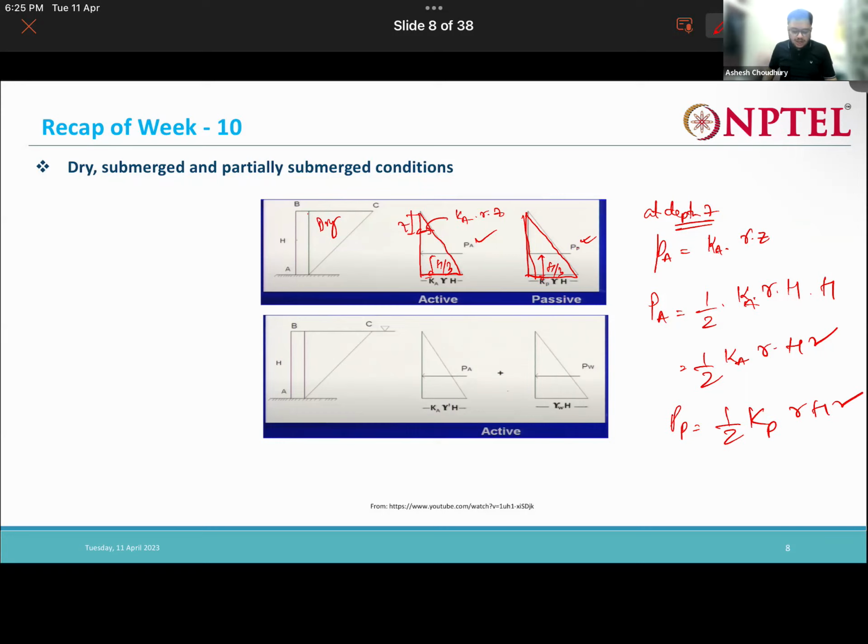Similarly, for submerged condition, say the soil is completely submerged. In that condition, same, just here the unit will be the submerged unit weight. Remember that the unit weight will be submerged, and along with that, we'll have the hydrostatic pressure also acting, gamma W into H. So these two things are acting when the soil is submerged.